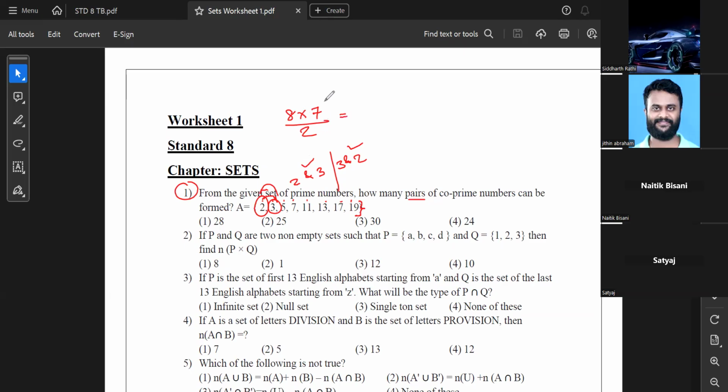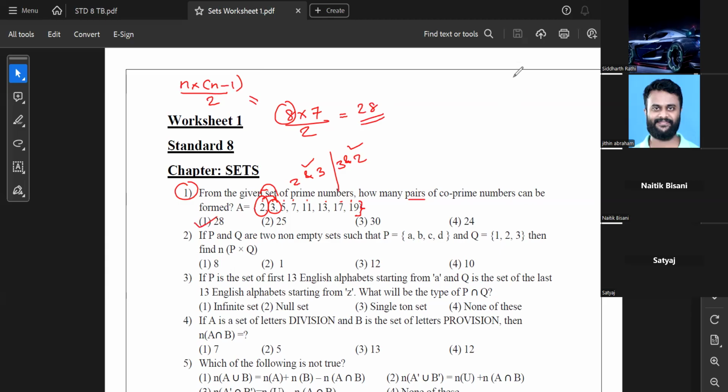So the formula goes like this: 8 multiplied by 7 divided by 2. Why 8? Because there are a total of 8 elements. Why 7? It's basically 1 less than that. So the formula is n multiplied by n minus 1, divided by 2. As per that, 8 into 7 divided by 2, you will get 28. 28 will be your answer.